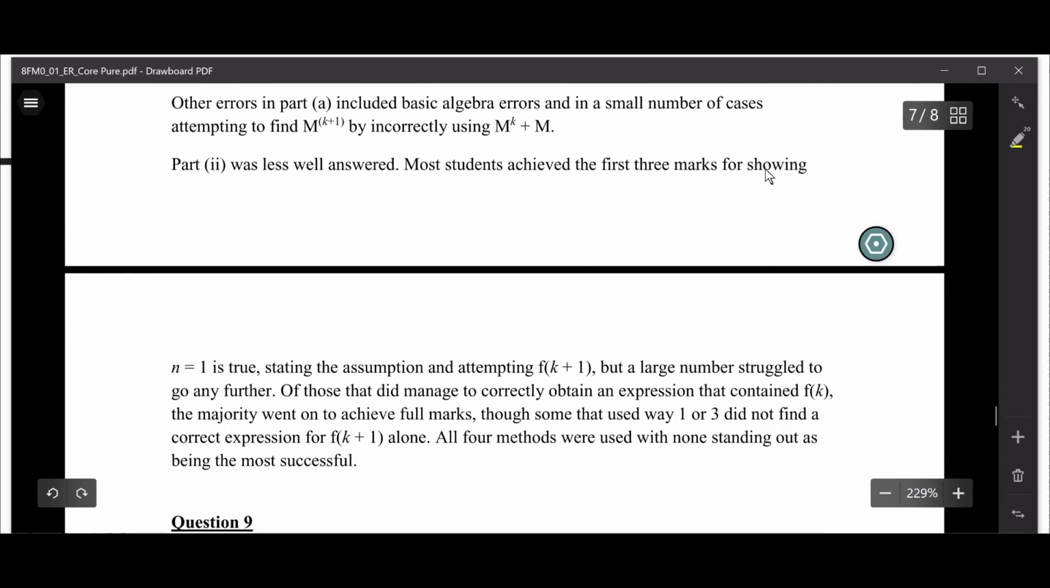Most students achieved the first 3 marks for showing n equals 1 is true, stating the assumption, and attempting f of k plus 1, but a large number struggled to go any further. Of those that did manage to correctly obtain an expression that contained f of k, the majority went on to achieve full marks, though some that used way 1 or 3 did not find a correct expression for f of k plus 1 alone. All 4 methods were used, with none standing out as being the most successful.